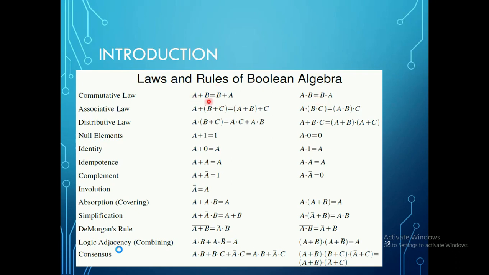So here you have this OR gate, and this you are doing AND gate. Okay, A and B is equal to B and A, or you say A or B is equal to B or A. So same way here, associative law: A plus B plus C is equal to A plus B plus C. Same way, A into B into C is equal to A into B into C.